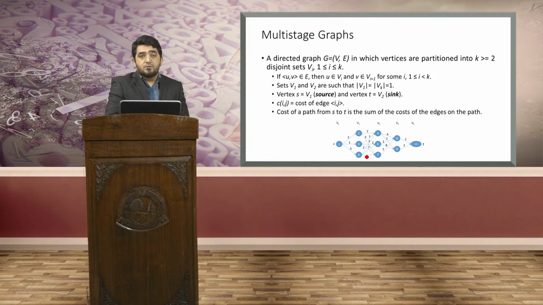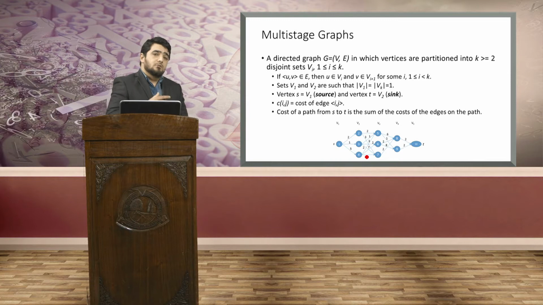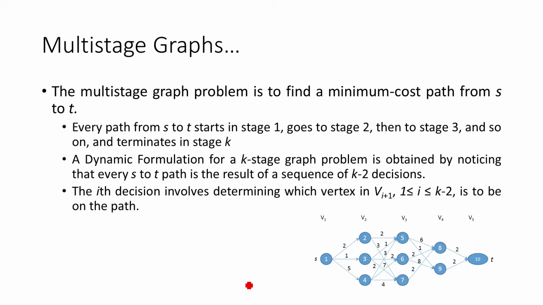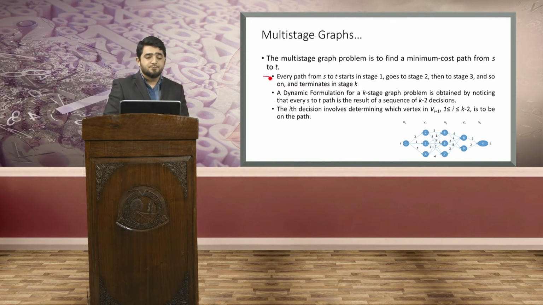Now we try to find some solutions to the multistage graph problem. But what is this multistage graph problem in the first place? The multistage graph problem is to find a minimum cost path from S to T. So we have a multistage graph, and our challenge here is to find the minimum cost path from the first stage to the last stage. Obviously there could be many paths, but we have to choose the minimum cost one.